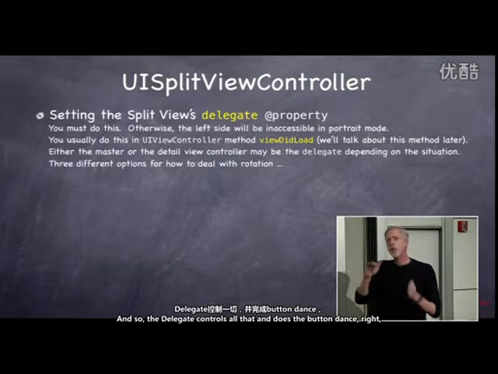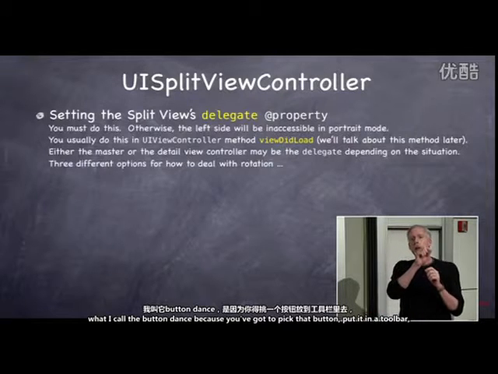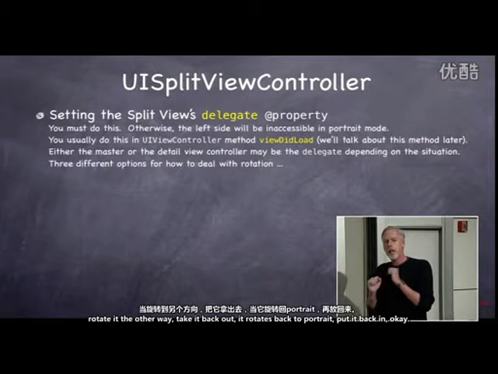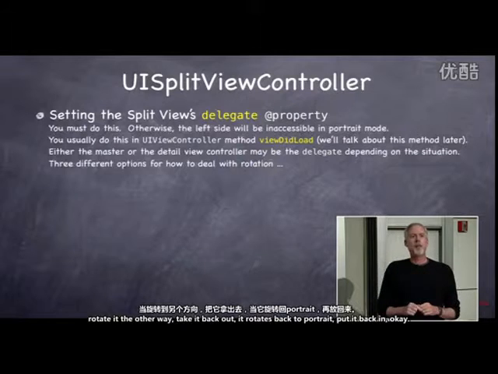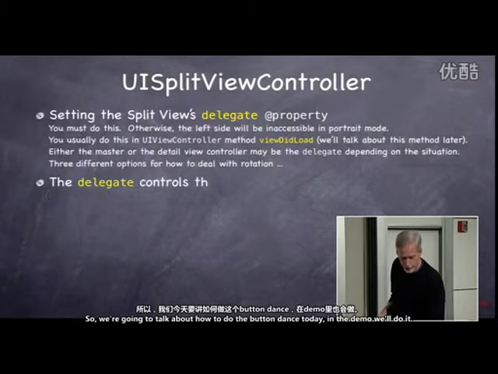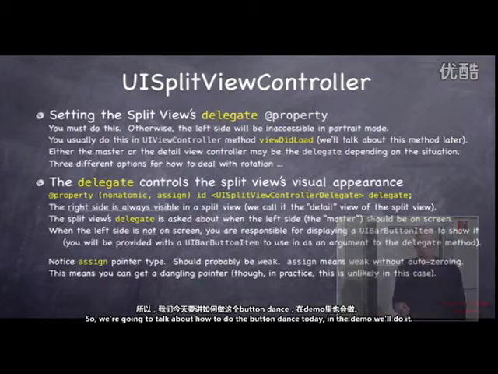And so the delegate controls all that and does the button dance, what I call the button dance, right? Because you've got to take that button, put it in a toolbar, rotate it the other way, take it back out. Rotates back to portrait, put it back in. Okay, so we're going to talk about how to do the button dance today. Well, in the demo, we'll do it.